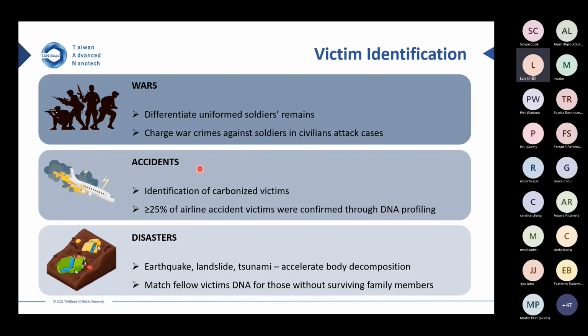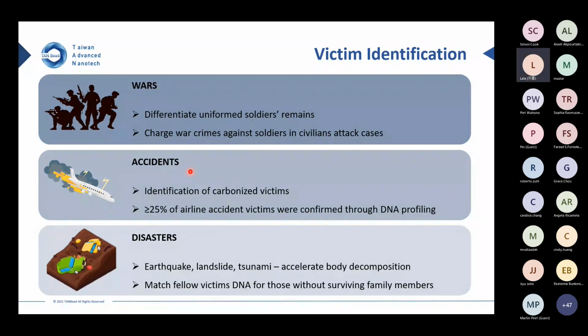For victims of accidents like plane crashes, we might be working with victims that are highly carbonized or burned. So they might be unrecognizable through other means. There might be just very little part of them that are remains that could be extracted. But thankfully, because plane passengers are well recorded, more than 25% of airline accident victims were confirmed through DNA profiling. Of course, the number would differ from case to case, especially if they crashed into a residential area.